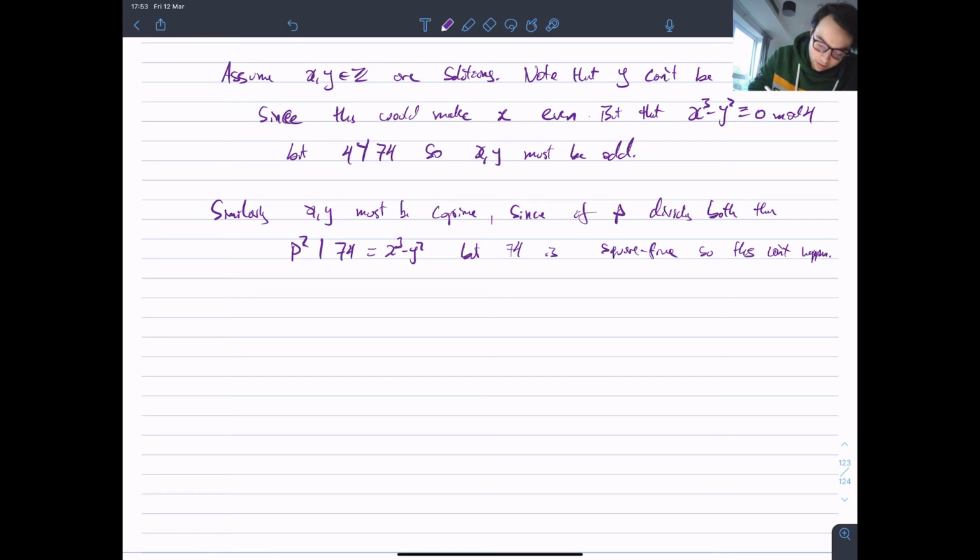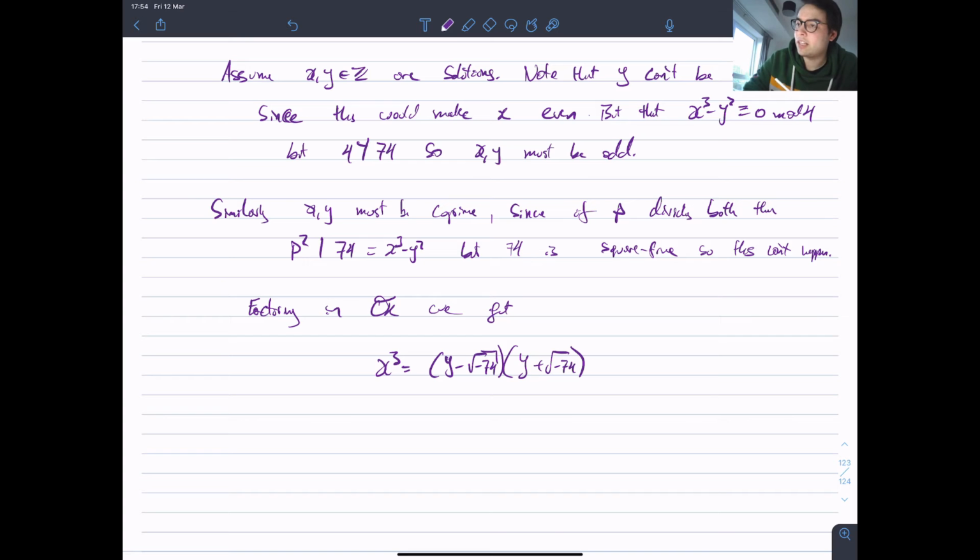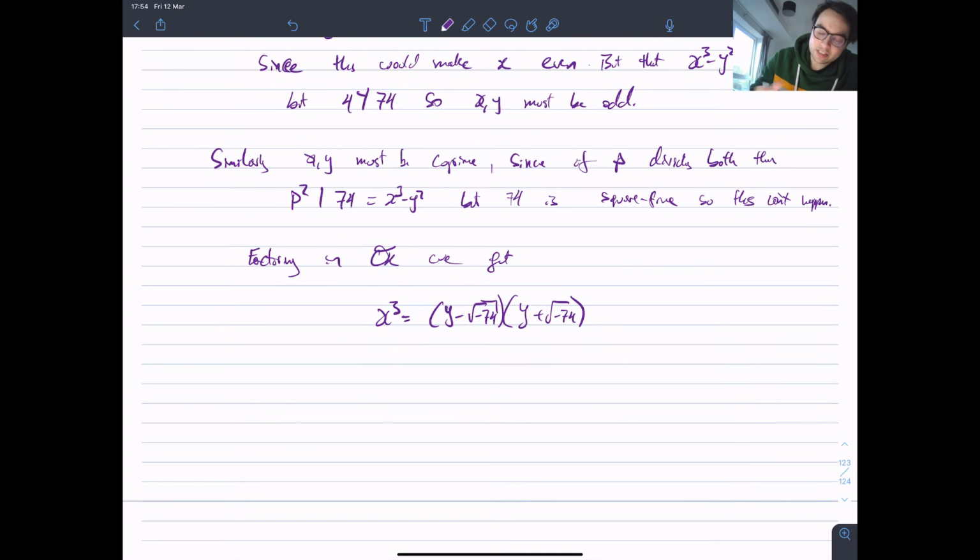So let's factor. We get, what do we get? We get x cubed is y minus the square root of minus 74 times y plus the square root of minus 74, like this. And we want to consider this because factorization isn't unique. So since O_K is not a UFD, we need to go further.